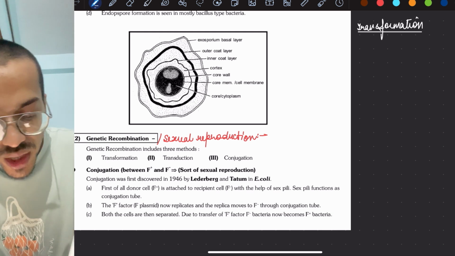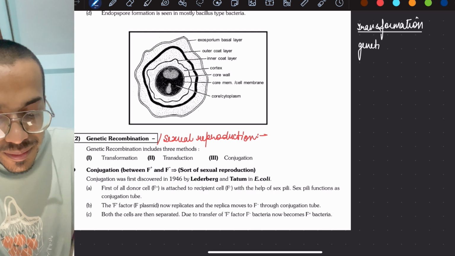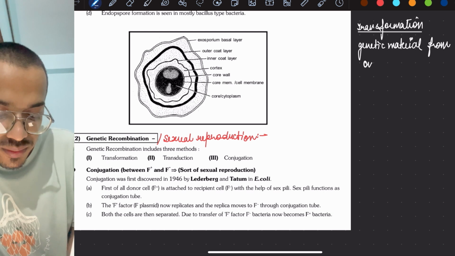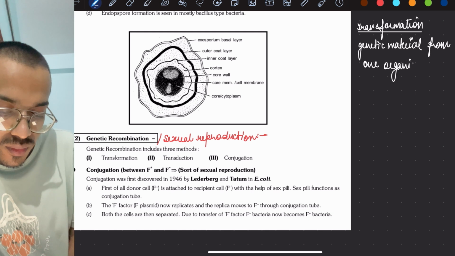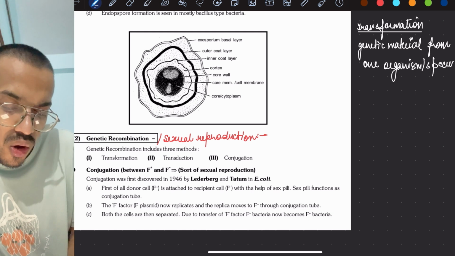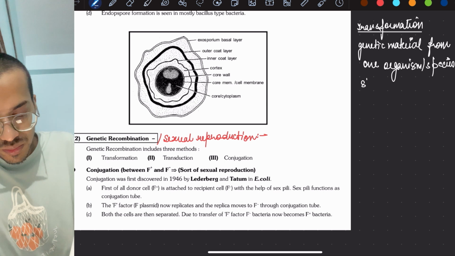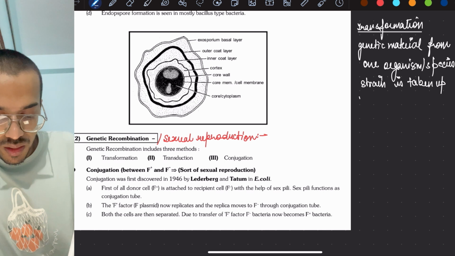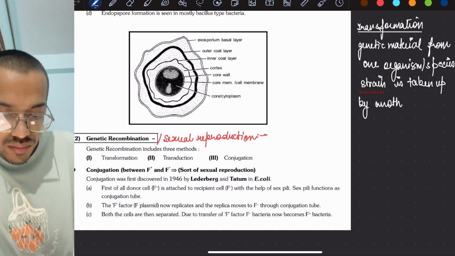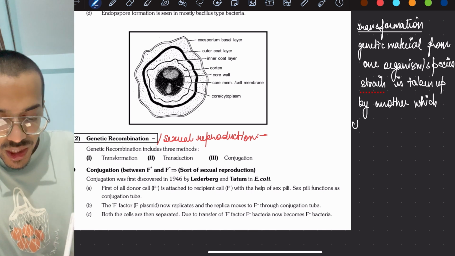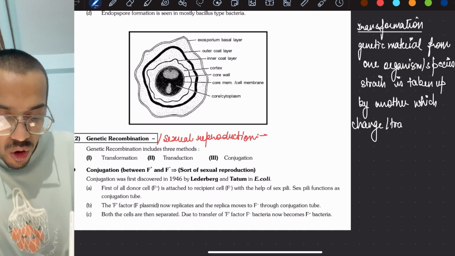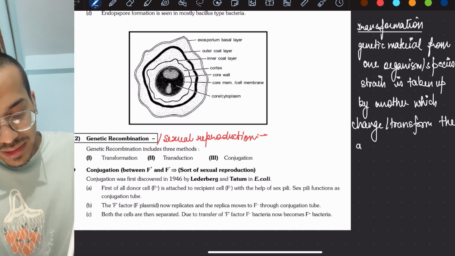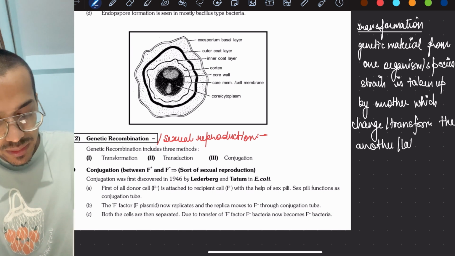So transformation is when genetic material from one organism, particularly a species or strain, is taken up by another, which changes or transforms the other or later strain.